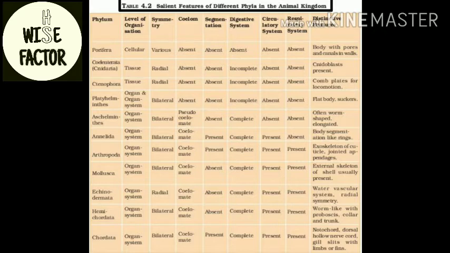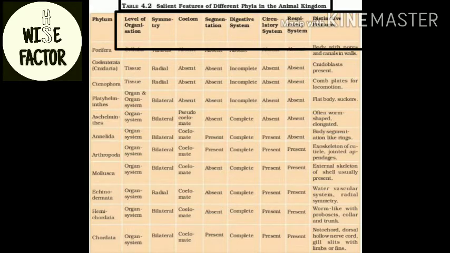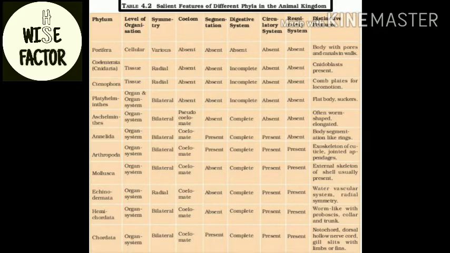In the first column, all the phyla are arranged in ascending order of their complexity, and against them their characters are plotted, which are the level of organization, symmetry, coelom, segmentation, digestive system, circulatory system, respiratory system, and their distinctive features.